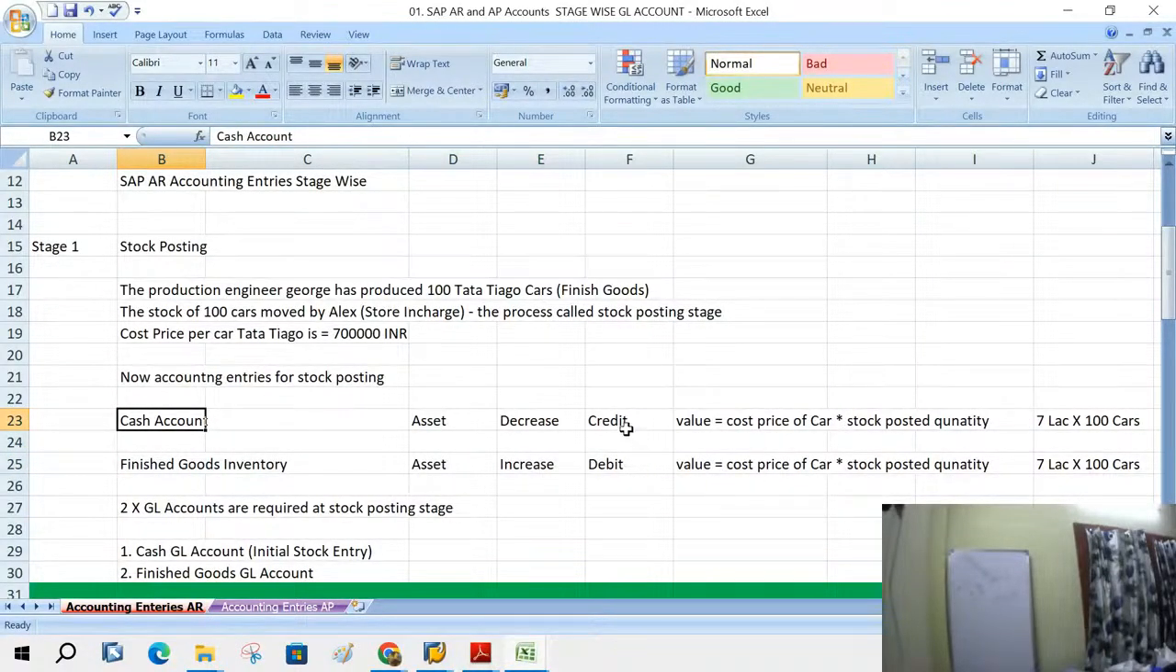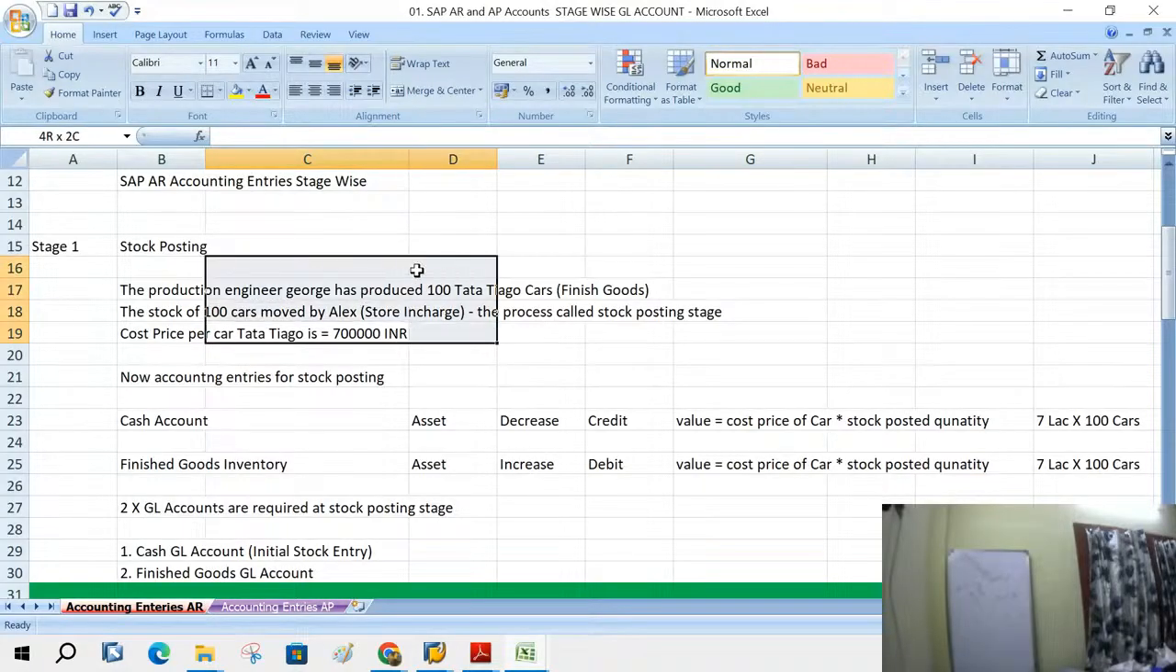So cash account is to be credited, finished goods account has to be debited. Correct? Then I have to think the third stage: by what value? How will we calculate the value? Value is equal to cost price of the car. Where did I maintain the cost price of the car? I maintain it in the accounting one view of the material master data as standard price. Remember? So this 77 lakhs I would have written in accounting one view of the material master data, and 100 is the MB1C stock posting quantity. Correct? This is the value. Am I clear?